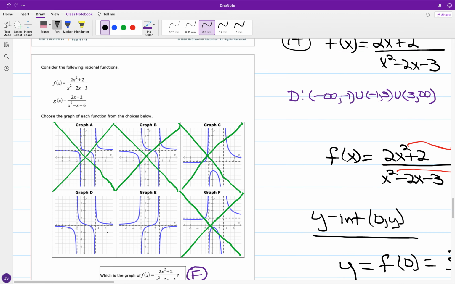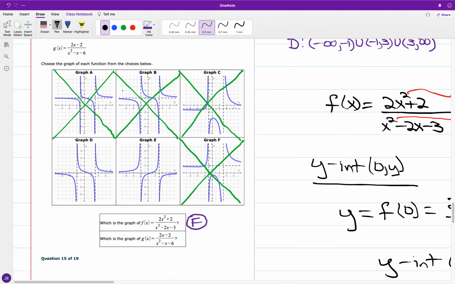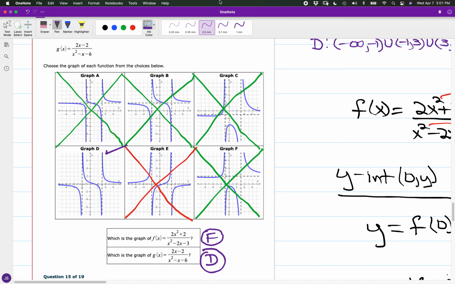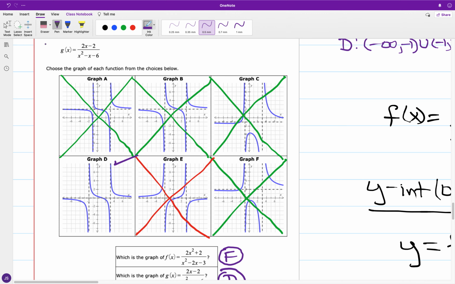And so for the function g of x, since E has a negative y-intercept, that's going to go out. And so for function g, graph D is going to be the choice. All right. So graph F corresponds to the function f, and graph D corresponds to the function g. All right. And now just a couple of quick items.